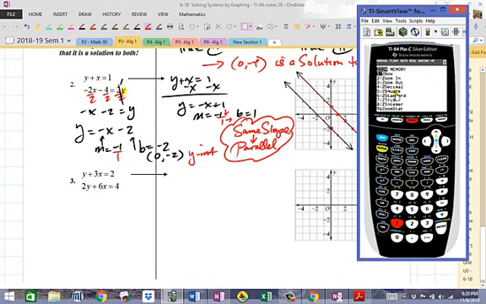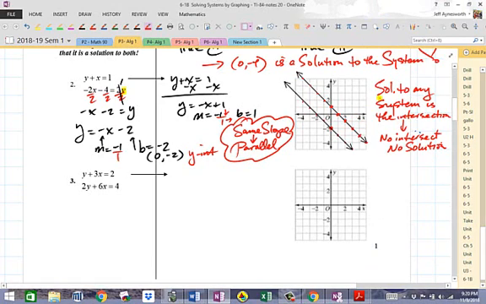So we're going to hit zoom square, number 5 this time. Watch this. This sets the scale the same on both axes, and now look at this. Now they have the same slope as what we have on the graph. So I use zoom 5 here for square.